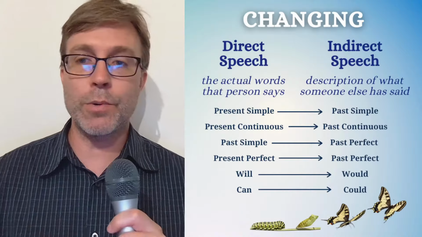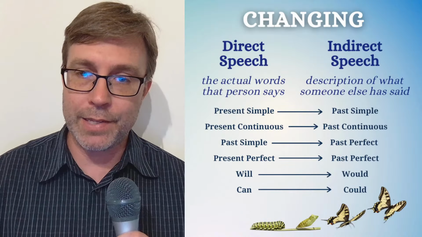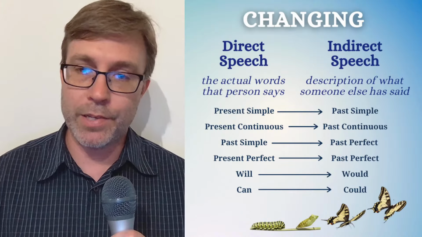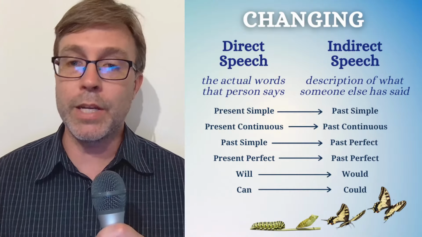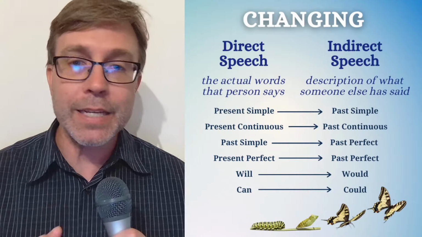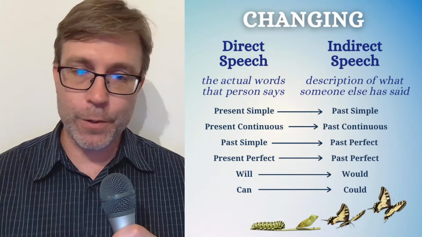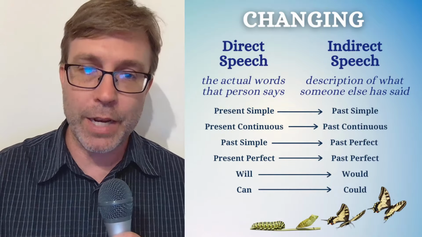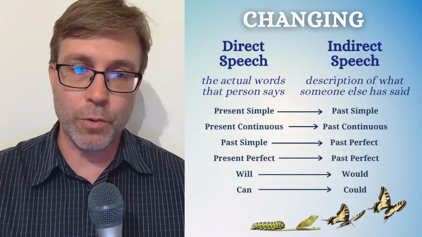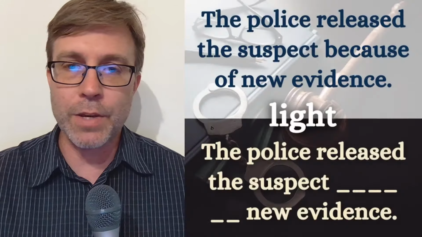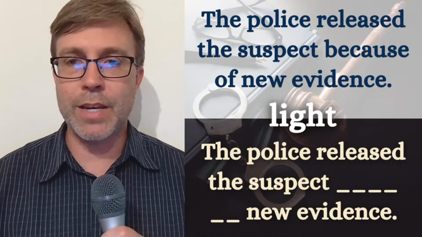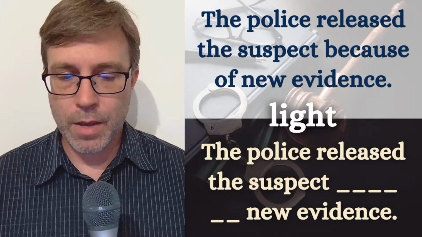The present continuous, we change to the past continuous. Past simple, past perfect. Present perfect, past perfect. Will would change to would, and can, could. Something to keep in mind if you are changing from direct speech to indirect speech or reported speech. But I think you guys, for the most part, nailed that. You rocked it. How about this one?